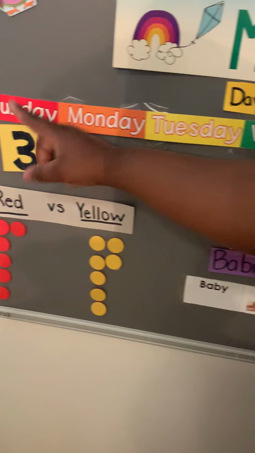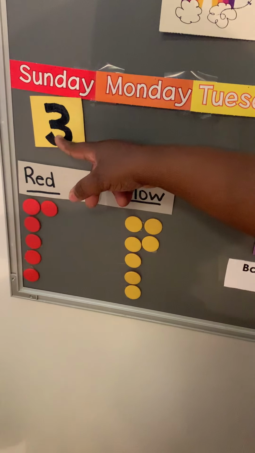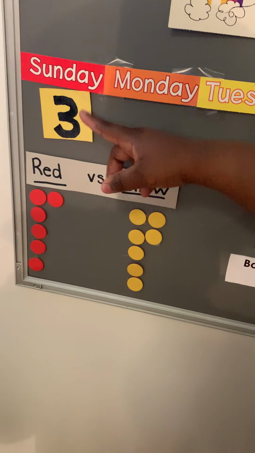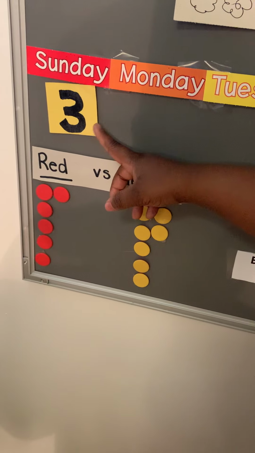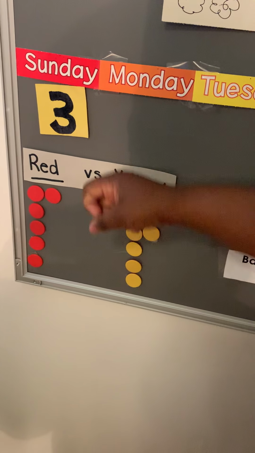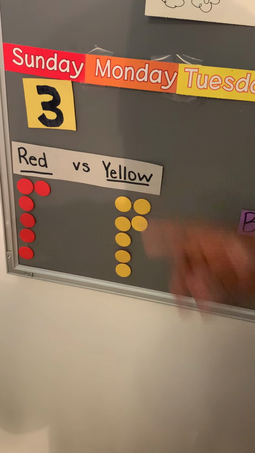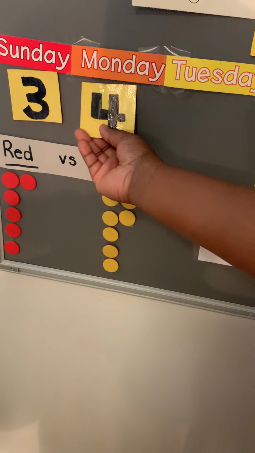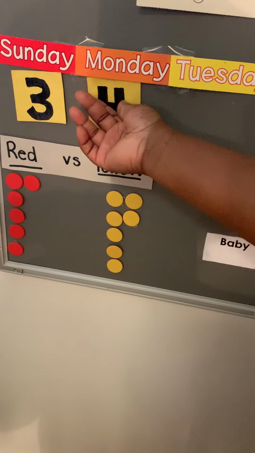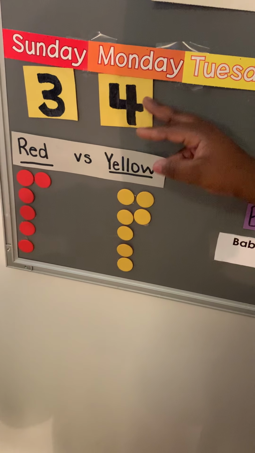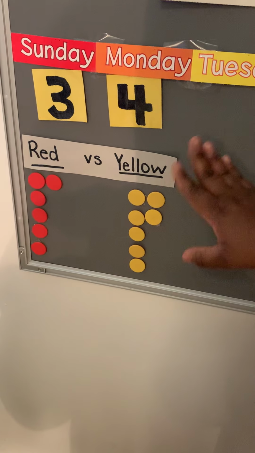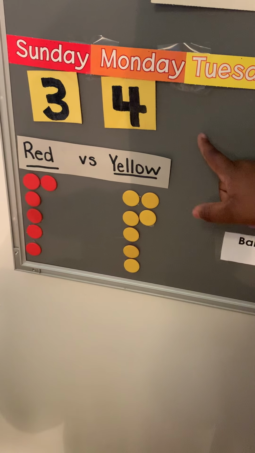All right, so we know that yesterday was Sunday and today is Monday. Yesterday was 3. What number comes after 3? Let's think. 1, 2, 3, 4. 4. So today is Monday, May 4th. Right? What number would tomorrow, Tuesday, be?